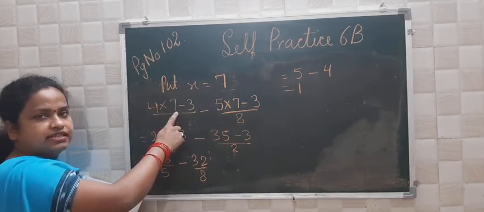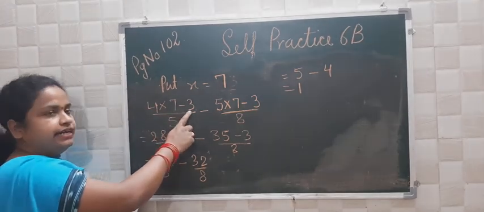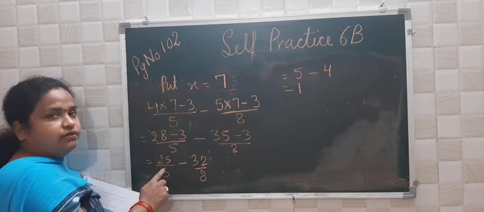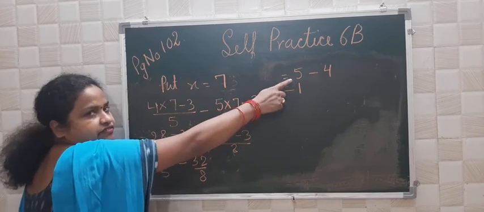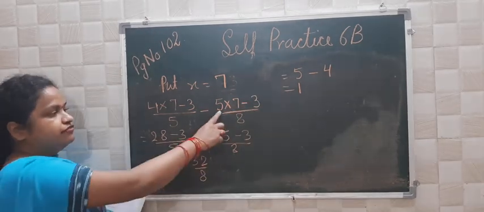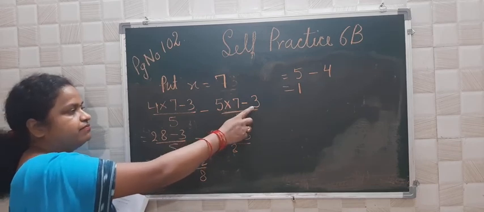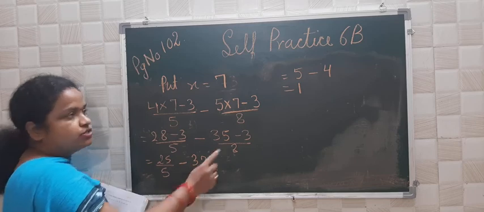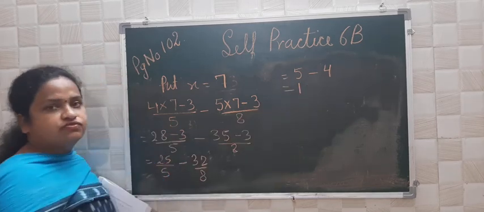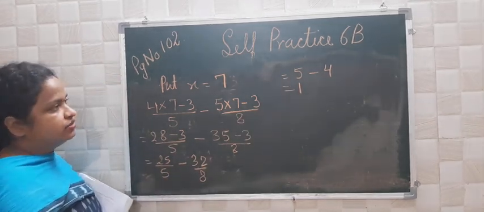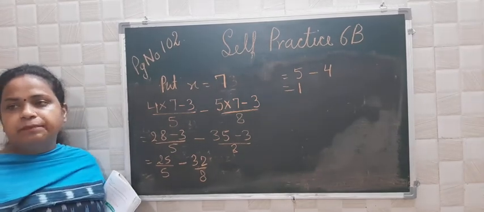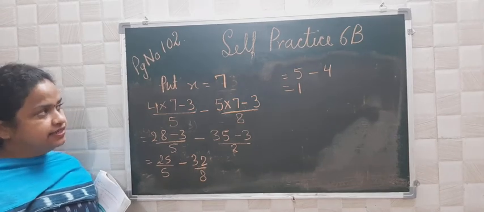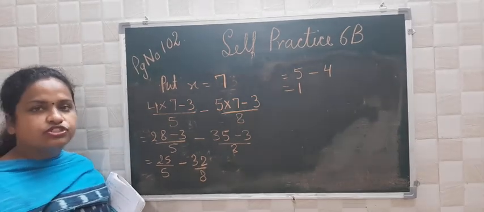So 4 7s are 28 and (28 minus 3) upon 5. So 28 minus 3 is 25 and 25 by 5 is 5. You got it here? Now see, 5 7s are 35. 35 minus 3 is 32. 32 by 8 is equal to 4. So 5 minus 4 is equal to 1. So is it correct or not? Say whether it is correct or not. Okay, it is correct. Now let's move to question number 9.